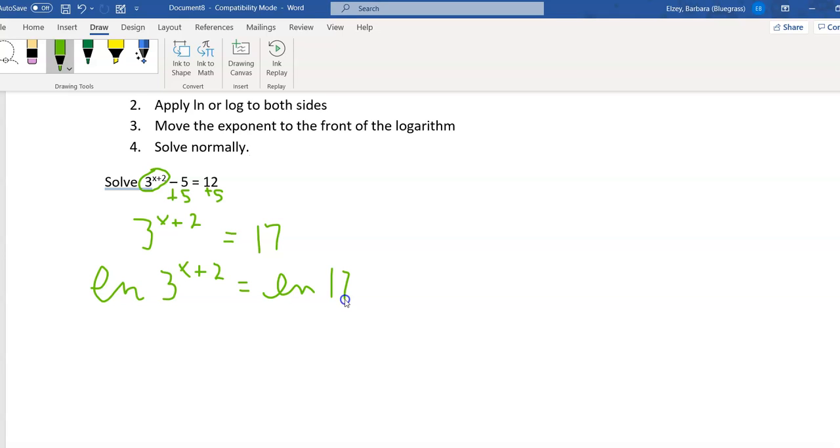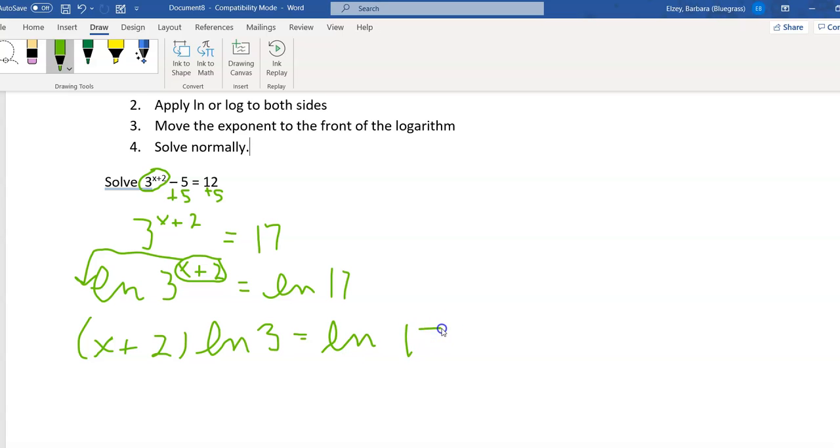All right, now step 3, move the exponent to the front of the logarithm. Here's my exponent. I'm going to move it out to the front of the logarithm. Now, since there's more than one item in my exponent, I need to put it in parentheses as it goes out the front. If it was just one term, I wouldn't need to do that. But because it is more than one term, we've got to put it in parentheses.